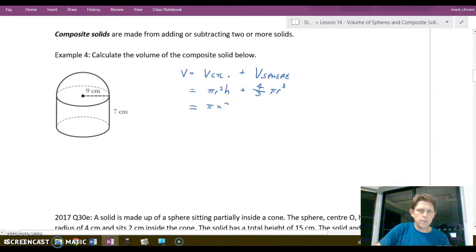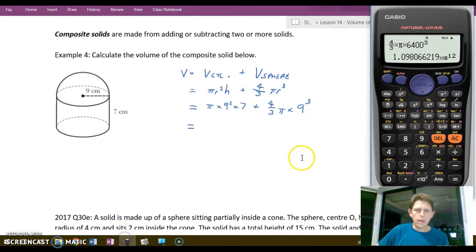is 9 centimeters. And our height is 7, which is only really applicable to the cylinder, but not to the sphere, because the sphere sits on that 7 centimeter high cylinder. And once again, 4/3 pi, and our radius is 9, and we have to cube that. So we now just plug that into our calculator, and away we go here. Bit of clicking coming up.